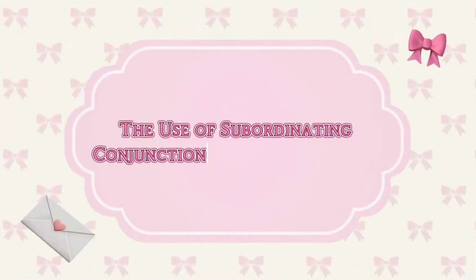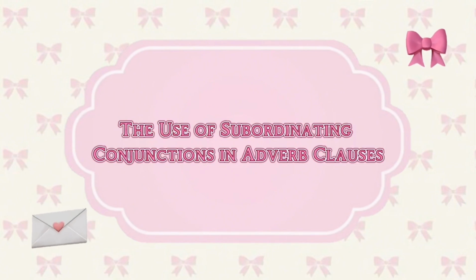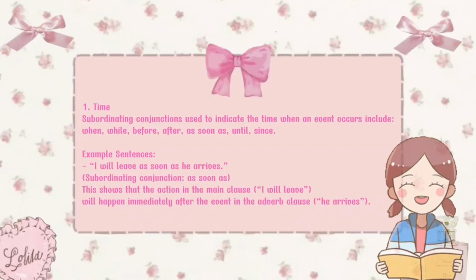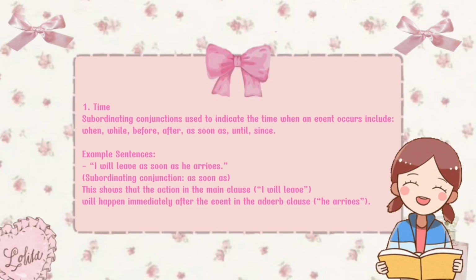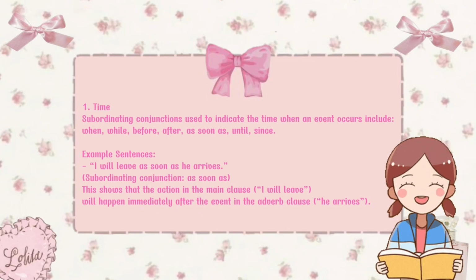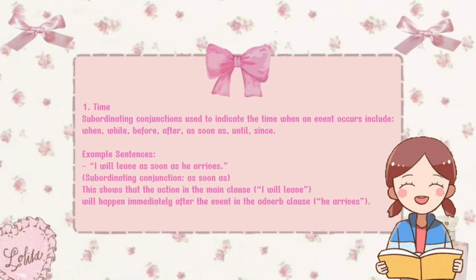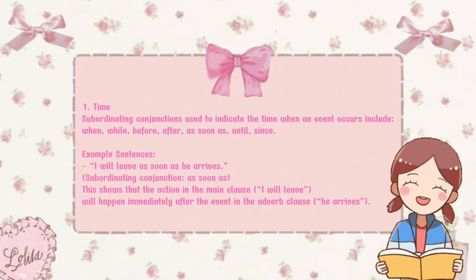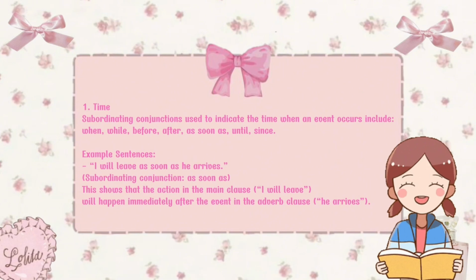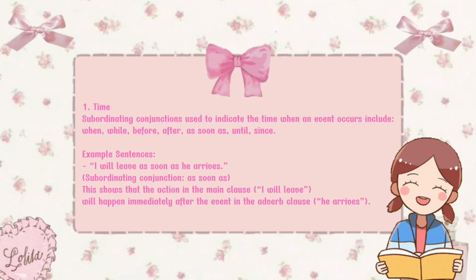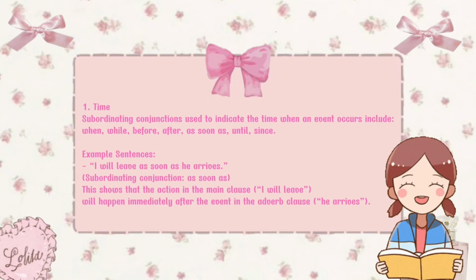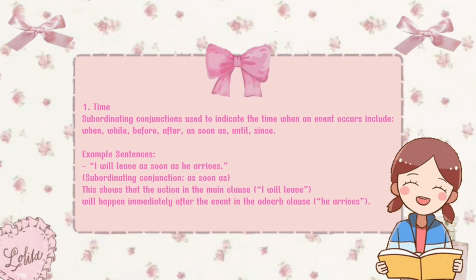Hello everyone! Today we would like to learn the use of subordinating conjunctions in adverb clauses. The first is time. Subordinating conjunctions used to indicate the time when an event occurred include when, while, before, as soon as, after, until, and since. These conjunctions provide context for when an action in the main clause takes place, explaining the time or sequence of the event. For example, I will leave as soon as he arrives.